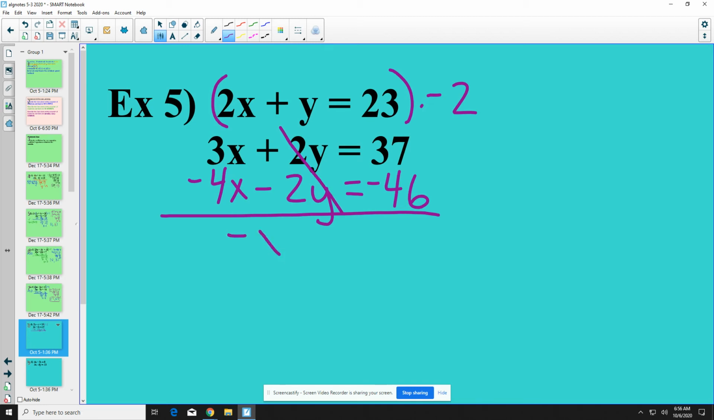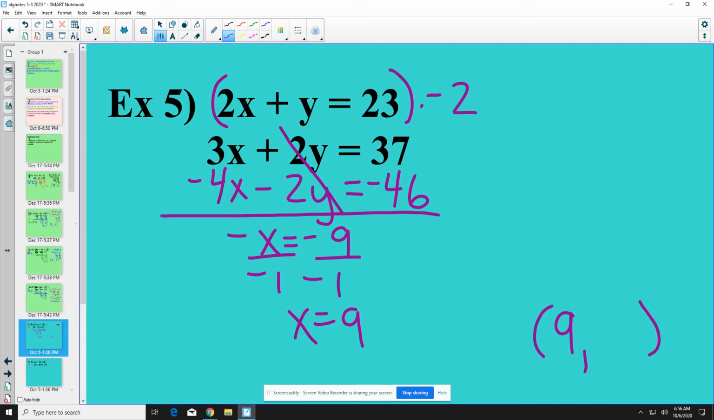3x and negative 4x make negative 1x, or negative x. 37 and negative 46 make negative 9. Divide by negative 1, I'll get x equals 9. Okay, so I will have 9 something. My x value is 9.